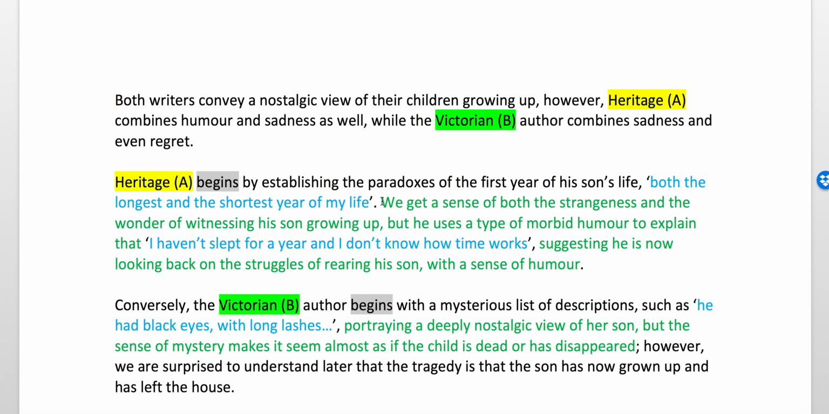Okay, so in green we're talking about the author's perspective, which is what this whole question's about. So we get a sense of both the strangeness and the wonder of witnessing his son growing up. I've mentioned the effect on us there as well, but the strangeness and wonder of witnessing his son growing up is his perspective. But he uses a type of morbid humor to explain that I haven't slept for a year. And so he also uses humor, and that's also his perspective, suggesting he is now looking back on the struggles of rearing his son with a sense of humor. Okay.